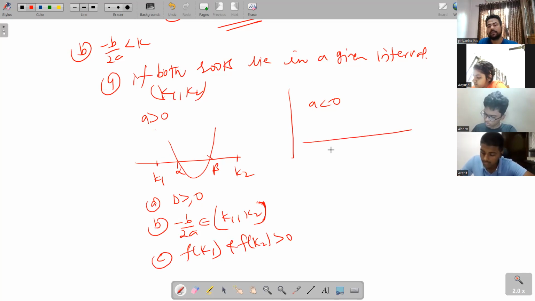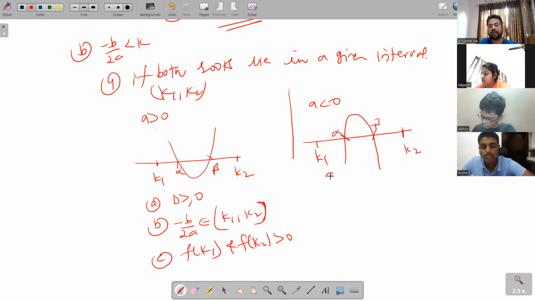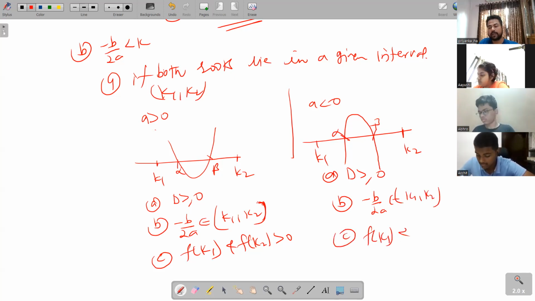And in this case, if you see, the shape of the graph will be downward, and this is K1, this is K2, and this is alpha, this is beta. So the condition should be discriminant greater than or equal to 0. Second condition would be the vertex has to lie between K1 and K2, and the value of the function at K1 and the value of the function at K2 has to be negative.